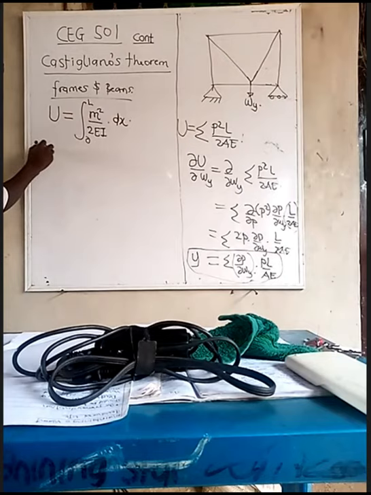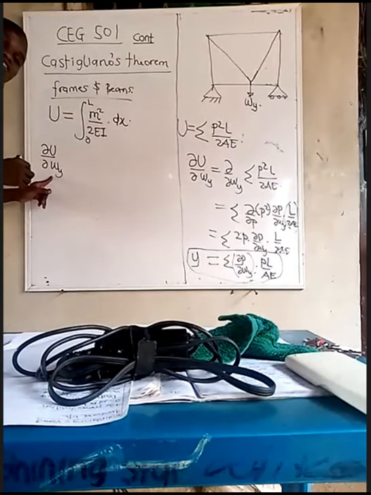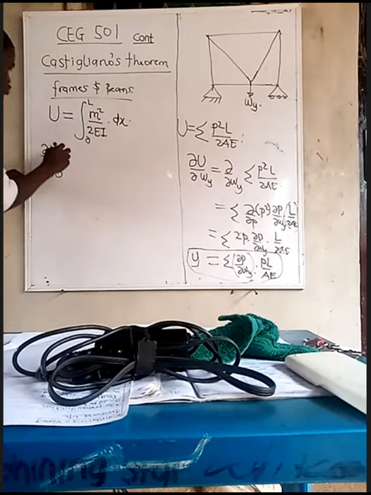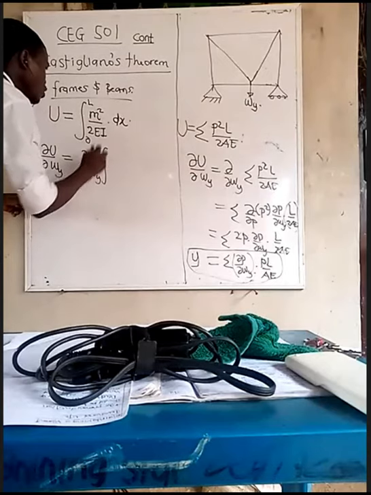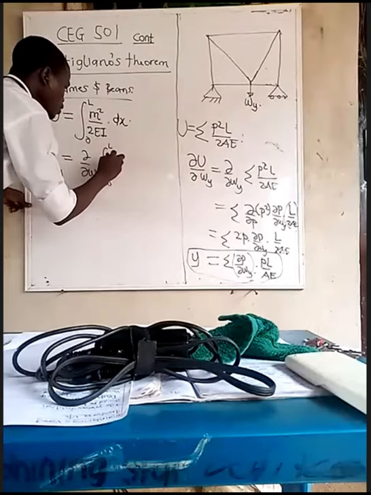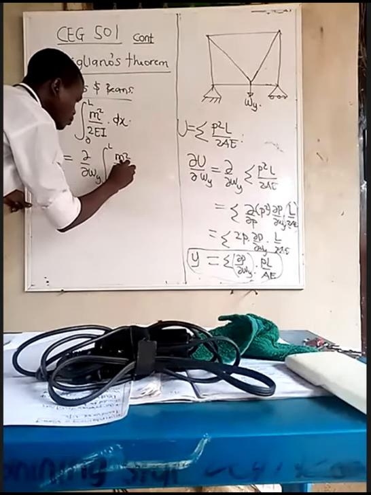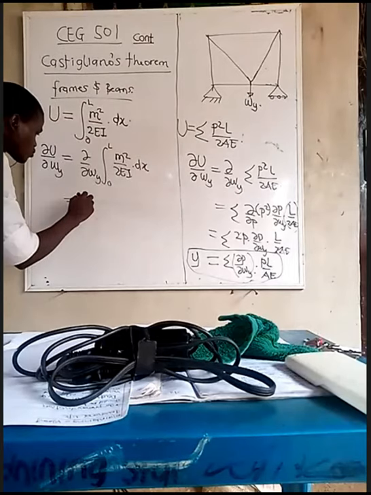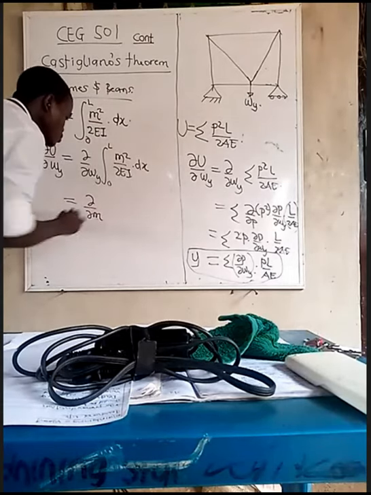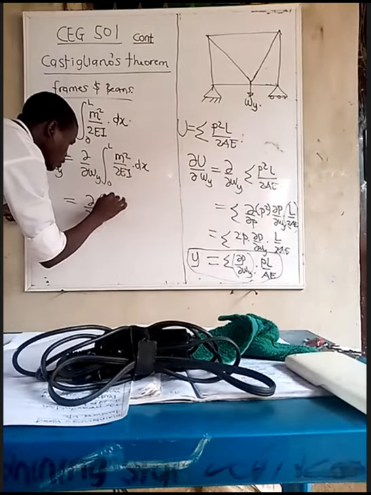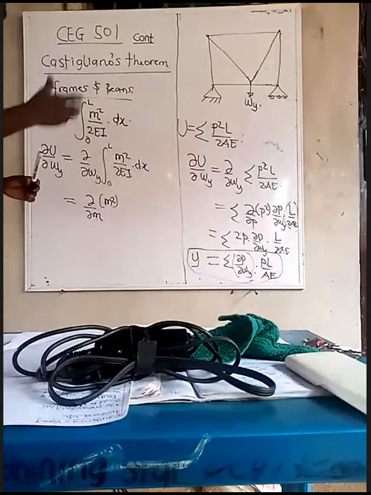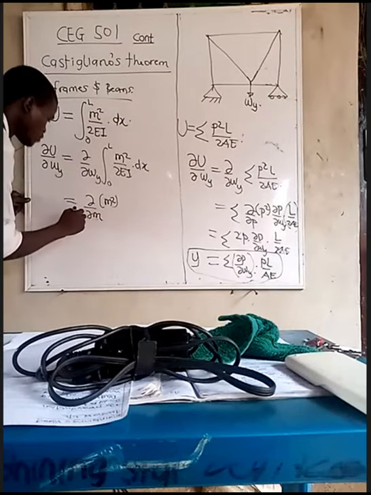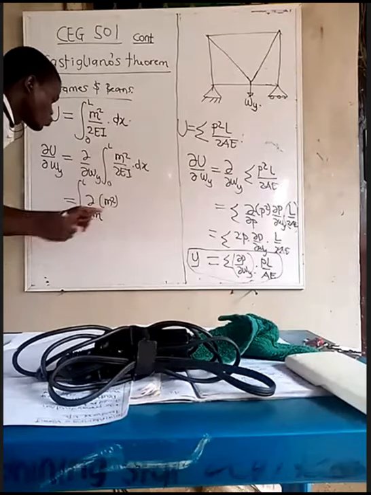Castigliano's theorem says that what? dU/dWy, where Wy is the virtual force we are applying. So if we have this, that means we have d over dWy of the integral from 0 to L of M squared over 2EI dx. So that becomes d over dM of M squared. What I'm doing here, d over dWy, I'm just applying the chain rule. d over dWy is the same thing as d over dM times dM over dWy. So we have the integral from 0 to L of M squared, then dM over dWy.